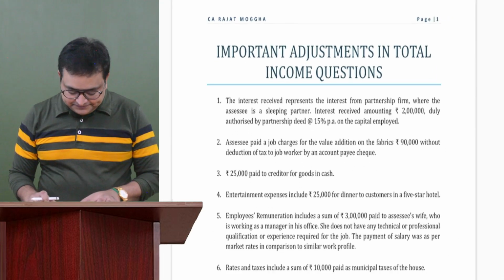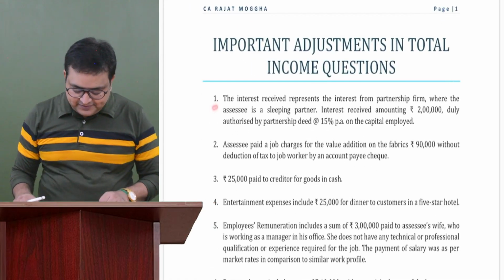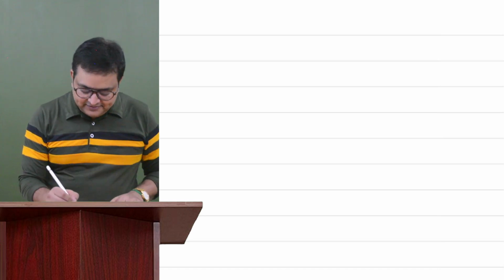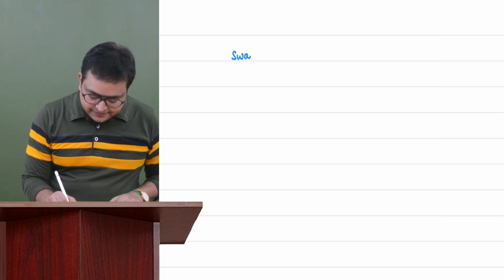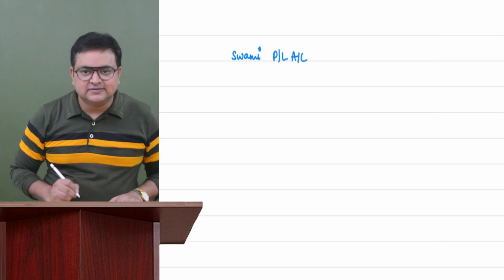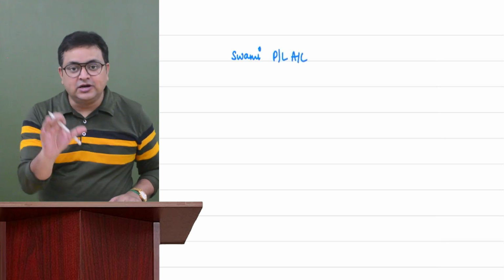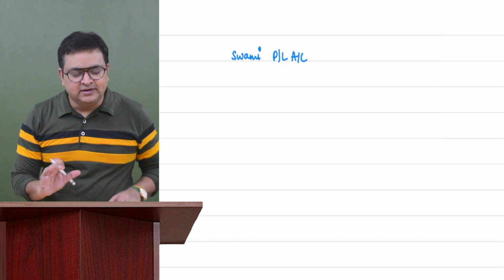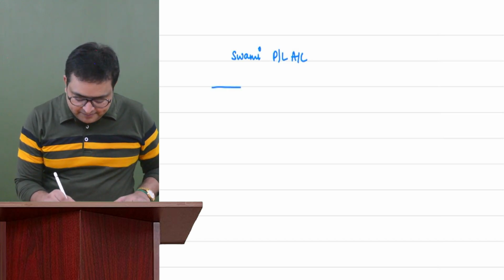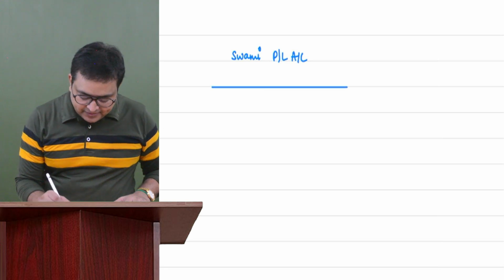So first of all, I'll give you a brief background about the first adjustment. See, let's say there is Mr. Swami and his P&L account is given to us, and we are required to compute the total income of Mr. Swami. He's an individual assessee. We need to calculate the assessee's total income, and a P&L account is given to us.